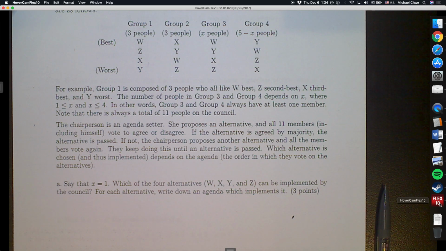X and Z. Let me go back for X. So 4 and 3, 7. Z beats X. And Y and Z. Between Y and Z, Z gets 2. Y gets 4.